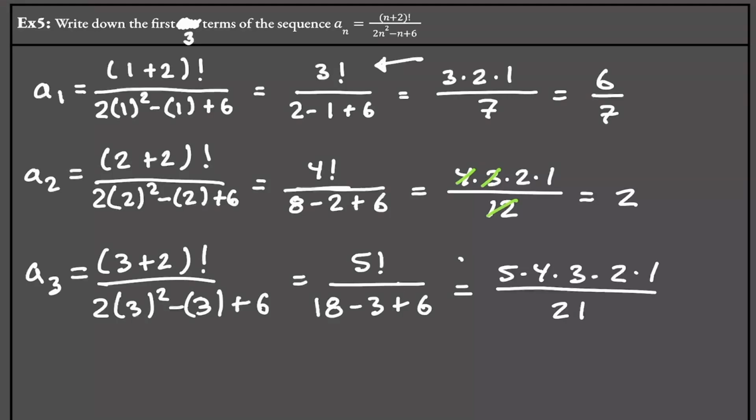Now on here, 21, the only value that goes with it is this 3. So 3 goes into 21 7 times. We get the product of the values that are left over at the top. So 5 times 4 times 2 times 1 gives us 40. And in the denominator, we're just left with the 7. And those are the first 3 terms of the sequence.